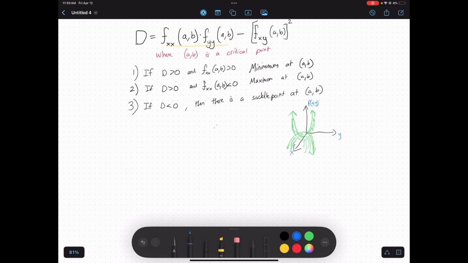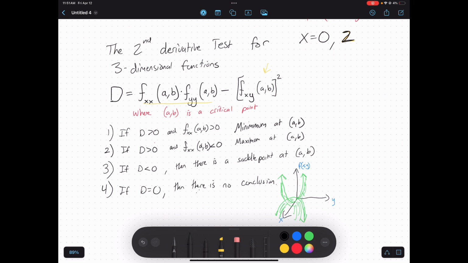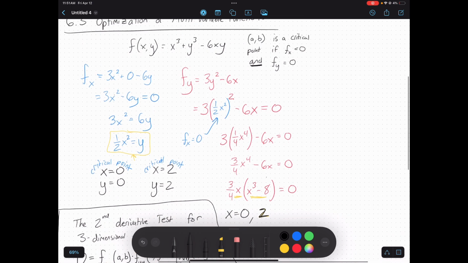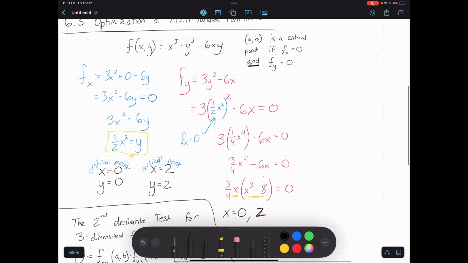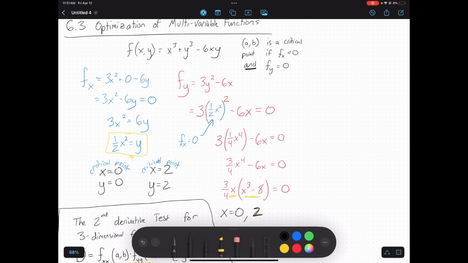There is one more situation that might happen. What if D is actually equal to 0? Well, this is a special situation where this is inconclusive. But that's my second derivative test for three-dimensional functions. So let me put a big old box around this. So now let's revisit the critical points that I found in this problem. Okay. Well, in order for me to use this second derivative test, I need to have my second partial derivatives.